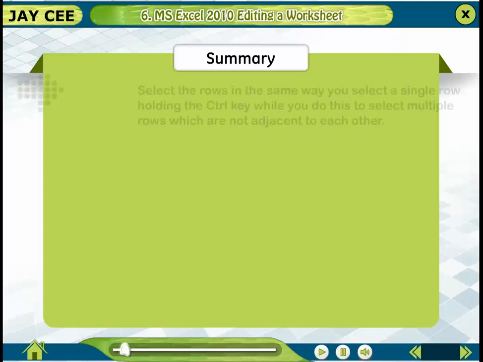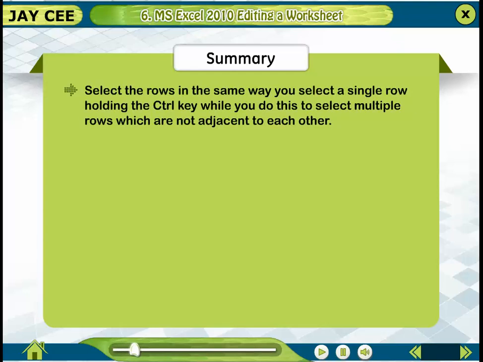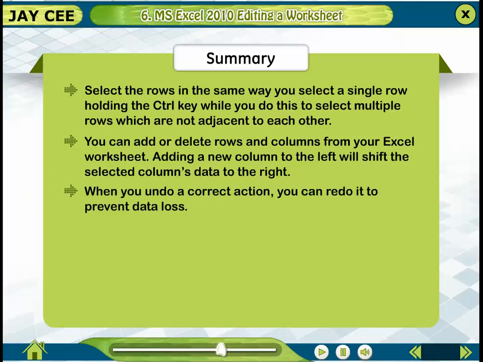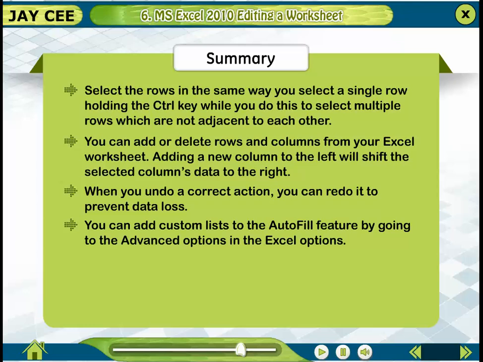Summary. Select the rows in the same way you select a single row, holding the Control key while you do this to select multiple rows which are not adjacent to each other. You can add or delete rows and columns from your Excel worksheet. Adding a new column to the left will shift the selected column's data to the right. When you undo a correct action, you can redo it to prevent data loss. You can add custom lists to the autofill feature by going to the advanced options in the Excel options.